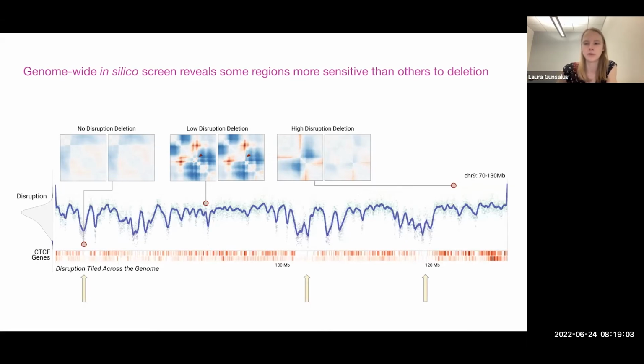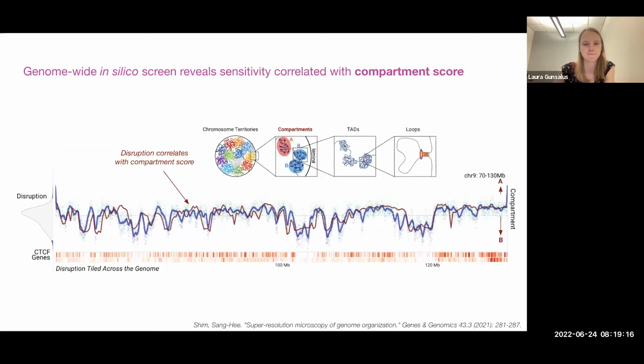seem to correspond to valleys in this perturbation track, meaning that if it lacks CTCF, deleting the region is unlikely to have any strong effect. It's very robust to disruption.